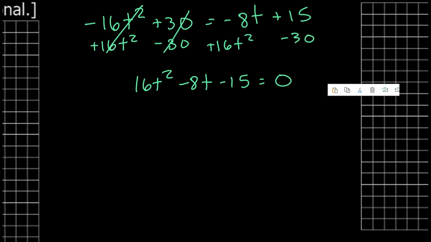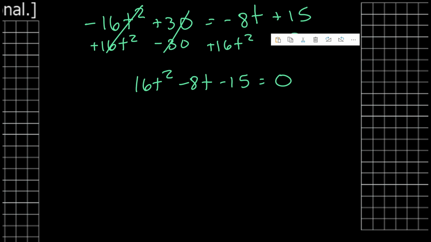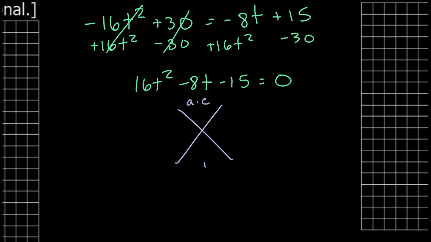Now, of course, you should try factoring first, and you always look for a GCF to pull out. Is there a GCF between these three? No. So we immediately draw our X, and what goes up top? Negative 240, A times C. And what goes in the bottom? And what two numbers did you find that multiply to be negative 240 but add to be negative 8?